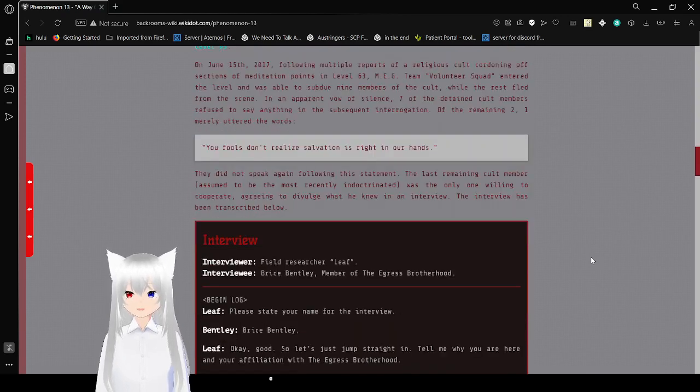On June 15, 2017, following multiple reports of religious cults crowding off sections of meditation points in Level 63, a MEG Team Volunteer Squad entered the level and was able to subdue 9 members of the cult, while the rest fled from the scene. In an apparent vow of silence, 7 of the detained cult members refused to say anything in the subsequent interrogation. Of the remaining two, one eerily muttered the words, "You fools don't realize salvation is right in our hands."